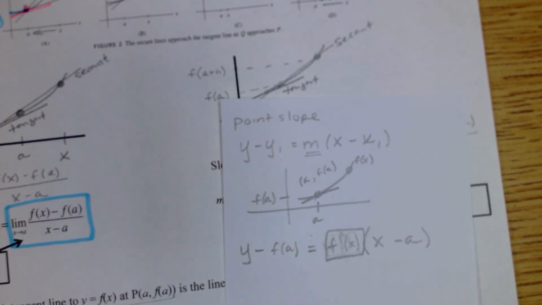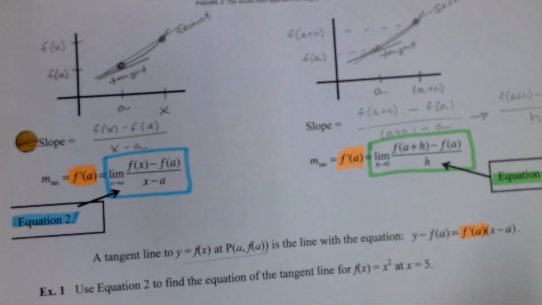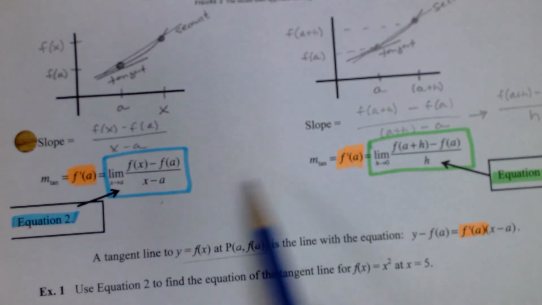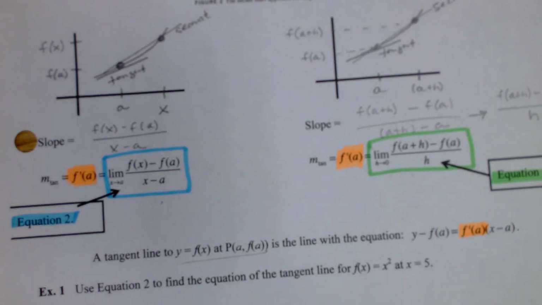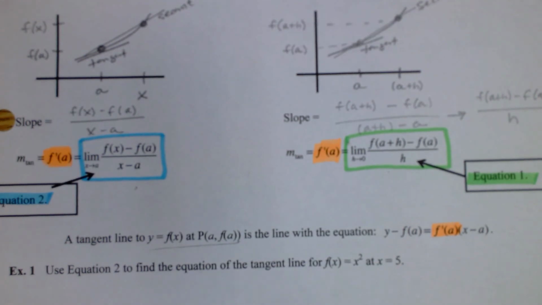Right now, we only know two ways to find that slope, or instantaneous rate of change. We can either use this blue limit or this green limit. This is the calculus of finding the slope. Okay? That's where we are right now with our introduction.